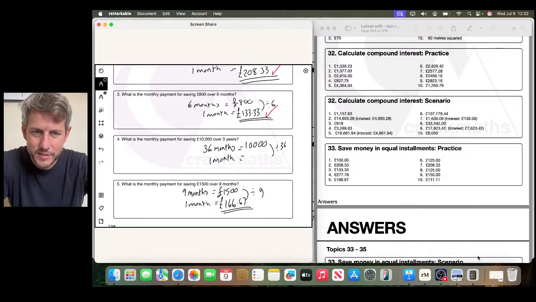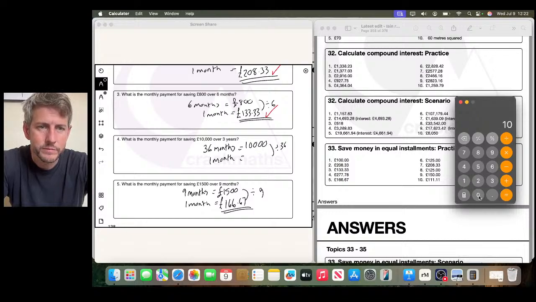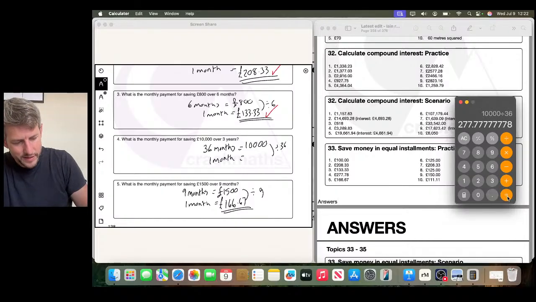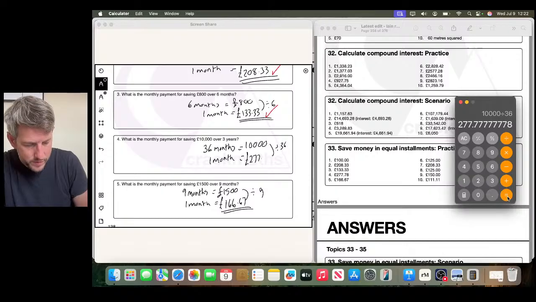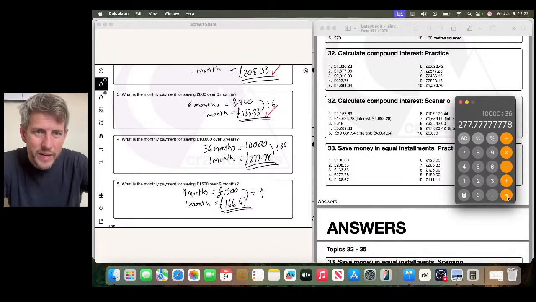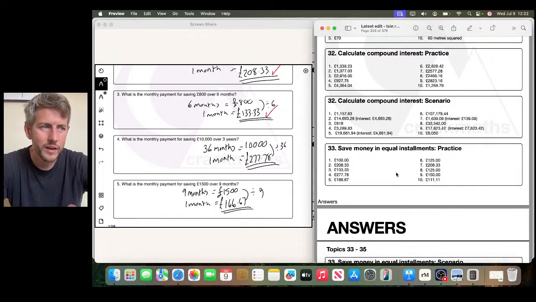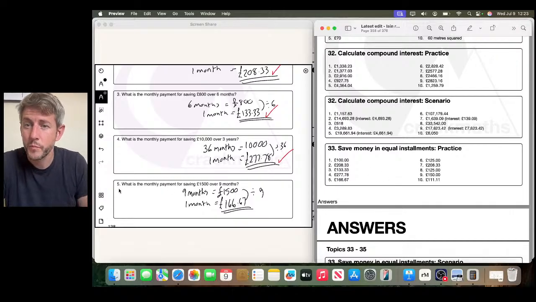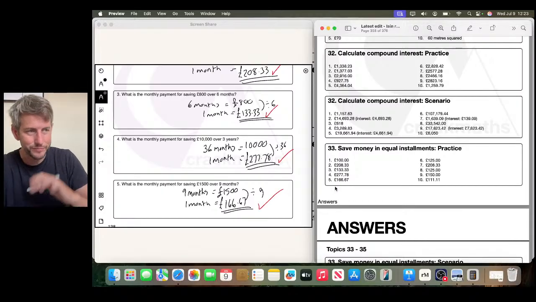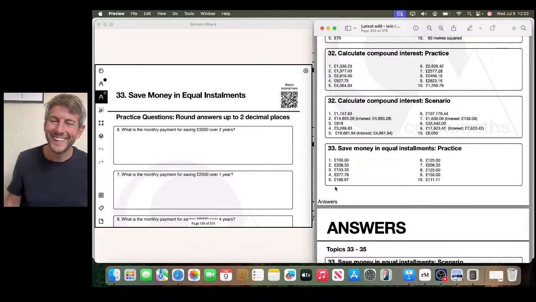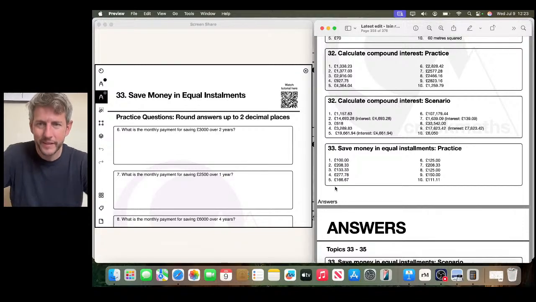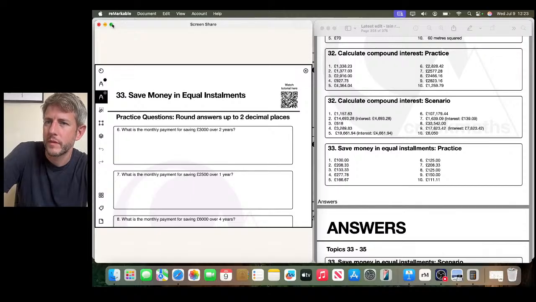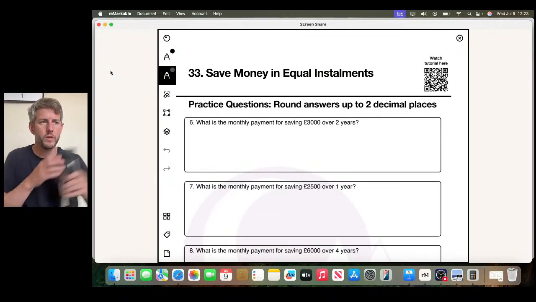Okay, let's just do that to check. 10,000 divided by 36 is, there we go, £277.78. Do I agree now with the mark scheme? I do, yes. Okay, excellent. So that's that done. Okay, and here we have this next one, and that agrees. Okay, right. Pay more attention. This is the thing that I need to be doing for these next round. Okay, so right.